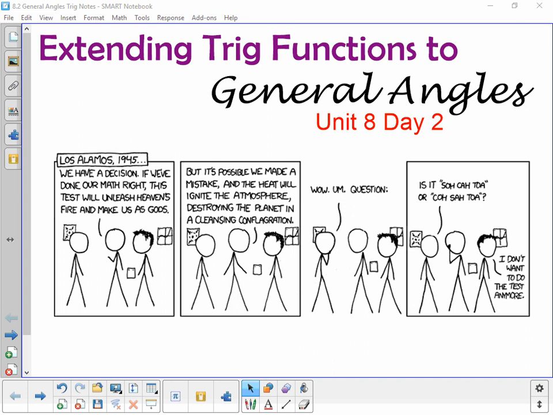All right, this is the second lesson of Unit 8. Today we're going to be taking our trigonometry and extending it into general angles, not just angles in a triangle.